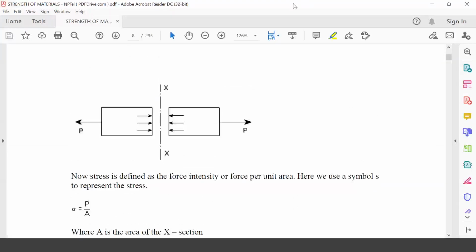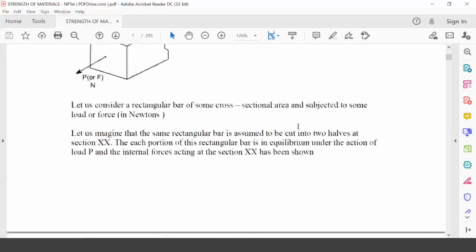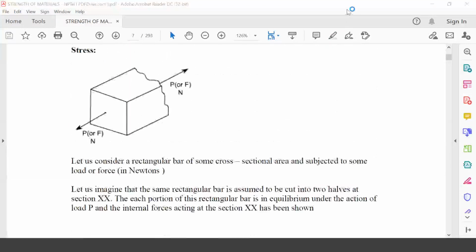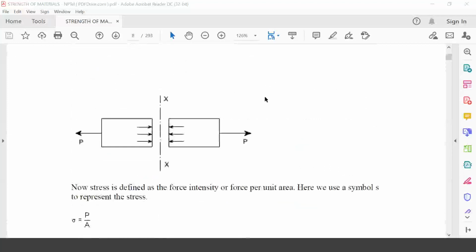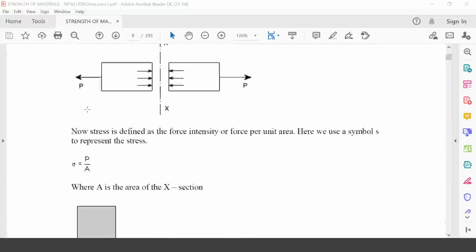Suppose let us consider a rectangular bar of some cross section subjected to some load force. Now this is the force, and this is the cross sectional area. Now you can imagine that the same rectangular bar is cut into two halves at section XX, and that each portion of the bar is in equilibrium under the load P, and the internal forces acting on the section XX have been shown.